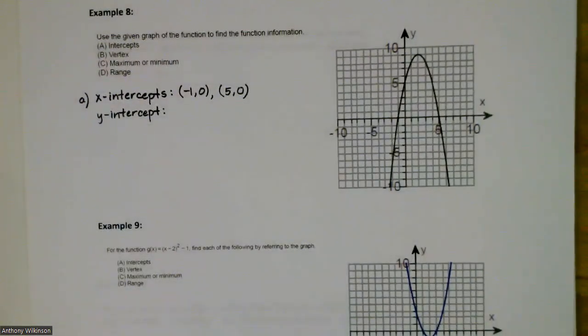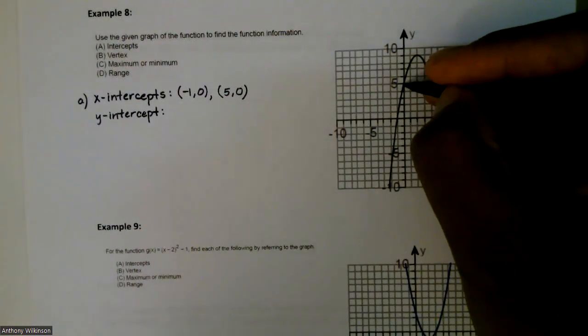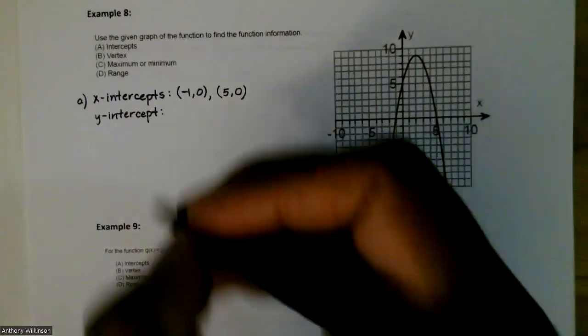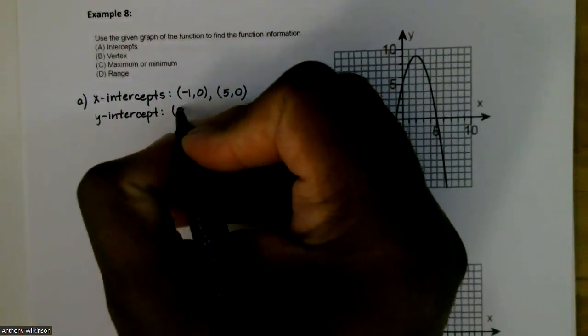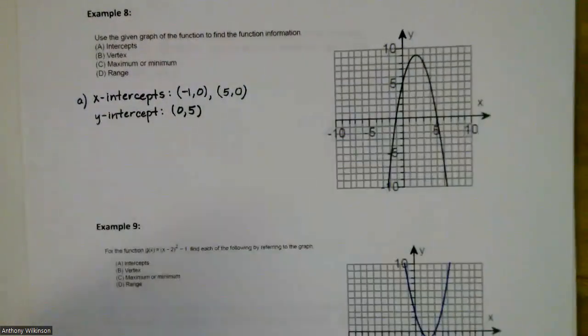Where does this graph cross the y-axis? In this case, if you look at it, it's crossing the y-axis at, here's that point, at 5. So the y-intercept there would be, they may want this as (0, 5), or they just might want 5. So pay close attention to how they want you to type in your answers here.